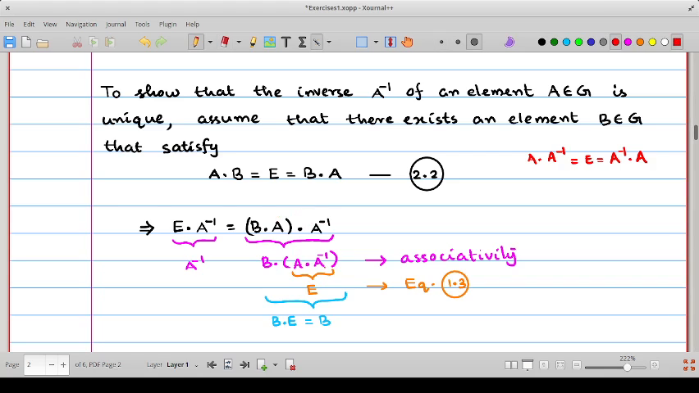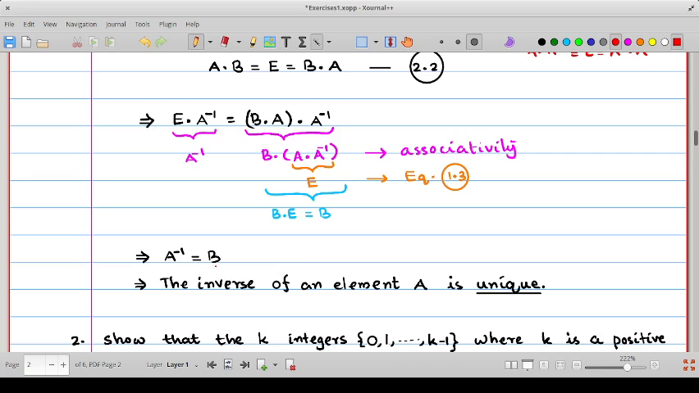But now A dot A inverse is the identity and I have B here, so B dot E, but B dot E is B. So on the left hand side I have A inverse and on the right hand side I have B. Or in other words, A inverse should be equal to B. That is, if there exists a second element that satisfies this equation for a particular element A, then this B should be equal to A inverse. Otherwise, the inverse of an element A is unique. So given an A, there is a unique inverse that satisfies the property that A dot A inverse equal to E equal to A inverse dot A.